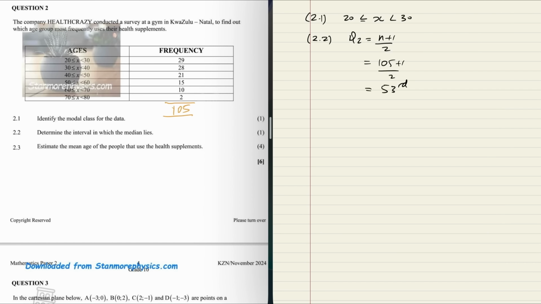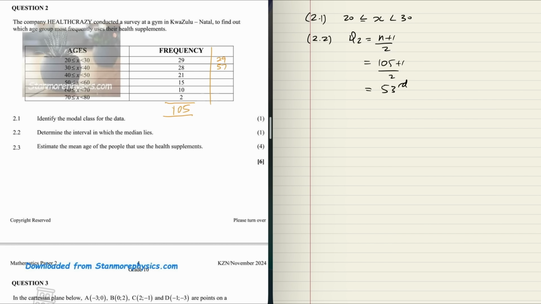So now we need to do a cumulative frequency. So cumulative frequency simply means a running total. So 29 will be here. And then if we add 28 to 29, 28 plus 29 is 57.